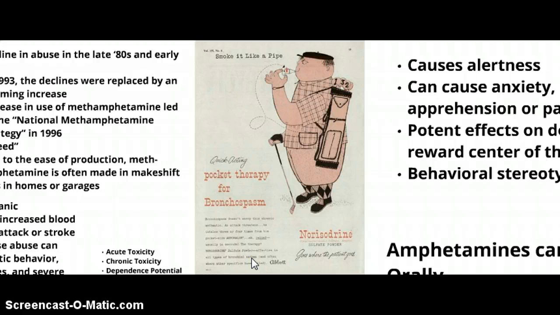So that's it with stimulants. There's a lot of other stimulants out there, but those are the major ones.